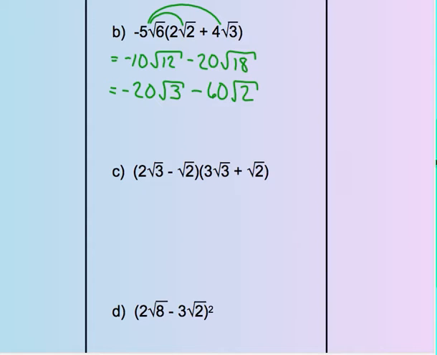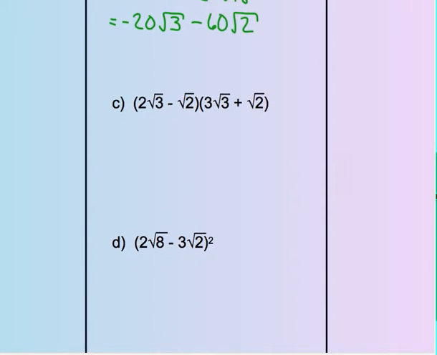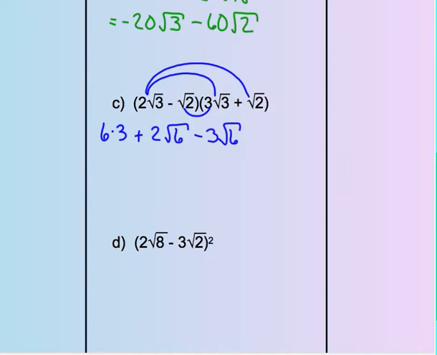Part C, same thing. I'm going to distribute. I just have more to distribute this time. So 2 square root of 3 times 3 square root of 3 is 6 times 3 because the square roots cancel. So I have 18 for my first term. Multiplying over here, I get plus 2 times the square root of 6. Multiplying here, I have minus 3 times the square root of 6. And distributing my negative square root of 2 to my positive square root of 2, I get negative 2 because, again, the square roots cancel.